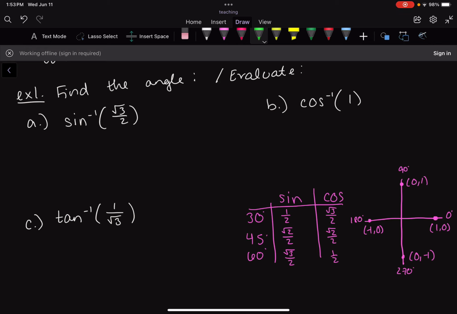So when I'm looking for sine inverse square root 3 over 2, I'm asking what angle would you plug into sine to get it to be square root 3 over 2. So I come to my table, I have sine, I look for square root 3 over 2. Okay, that happens at 60 degrees. So this equals 60 degrees. You can also write your answer in radians, I don't mind. So in radians, it would be pi over 3. Either will be correct for me.